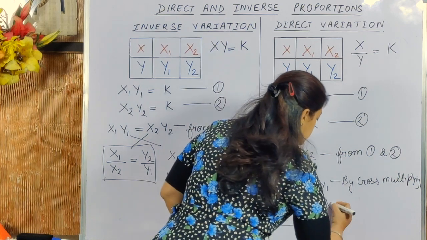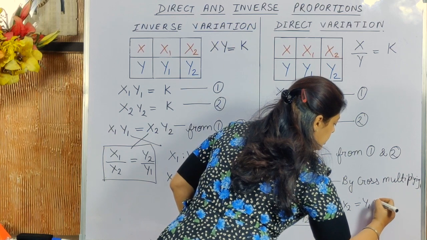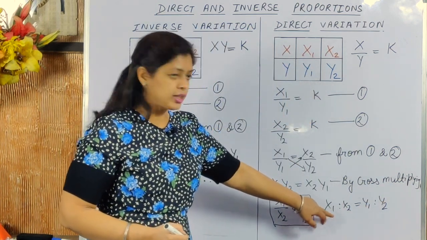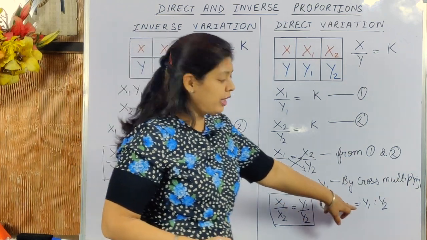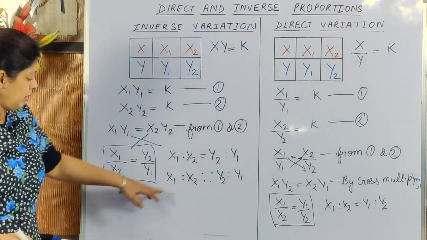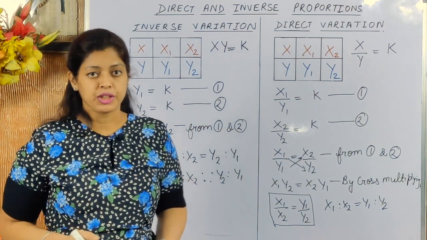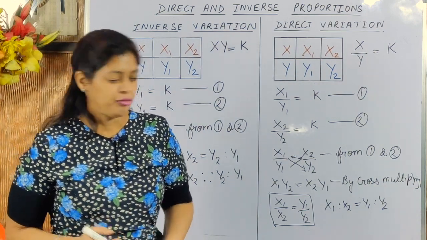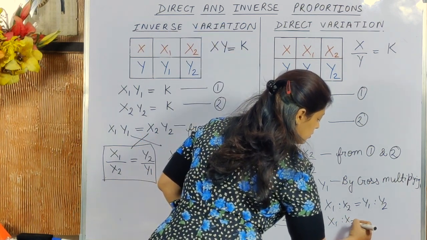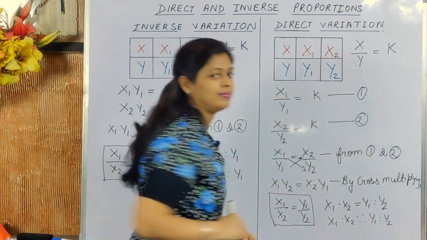That is, if I write this in the ratio form, x1 is to x2 is equal to y1 is to y2. That is, the ratio of any two values of x in case of direct variation is equal to the ratio of the corresponding values of y. Whereas in case of inverse variation, the ratio of any two values of x is equal to the inverse ratio of the corresponding values of y. I can also write this as x1 is to x2 is proportional to y1 is to y2.